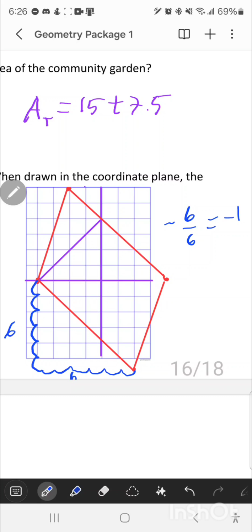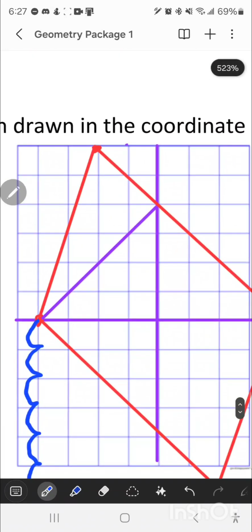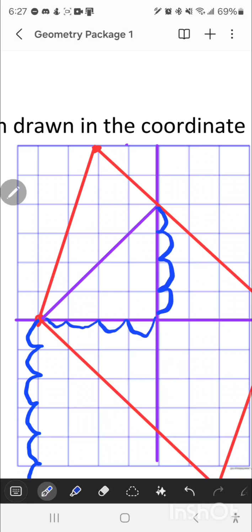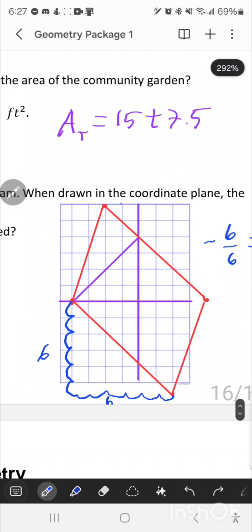So the slope we want for the perpendicular line, as I have explained in other videos, is the opposite reciprocal. The reciprocal of 1 is just 1, and since this is negative, we want a positive one. We want it going up. As you can see here, the slope of this line is 1: 1, 2, 3, 4, 1, 2, 3, 4, and 4 over 4 is 1. That's basically how I knew that was what I was looking for.